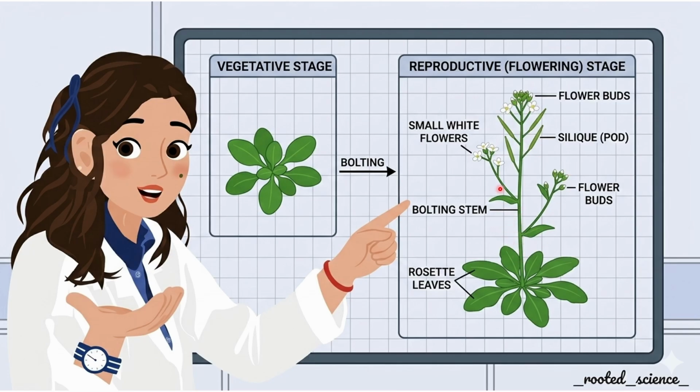Now it may have many branches of the stem arising from it. At the end of each stem, we may have some flower buds. Then we can also have flower seed pods, which are known as siliques. Okay, and this is how we know that a plant has entered into the reproductive stage: when we see the bolting stem, flowers, siliques, and flower buds.